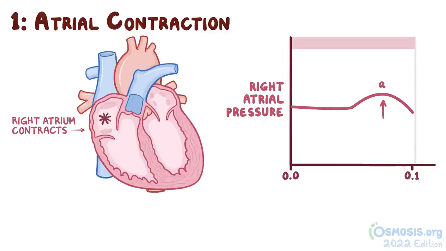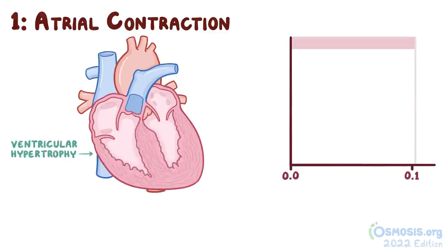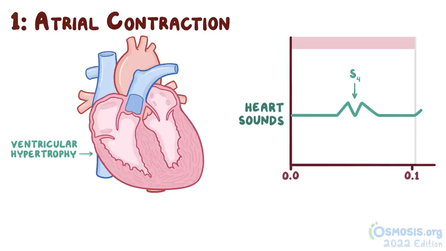In some conditions, such as ventricular hypertrophy, during this phase, the fourth heart sound, S4, can be heard. This sound is caused by vibration of the stiffened ventricular wall as the blood is pushed from the atria into the ventricles.